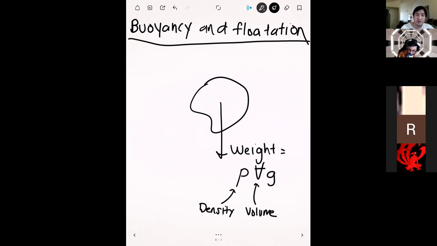So everyone is pretty familiar with weight. What buoyancy says is that if your object is suspended in a fluid, there's going to be a force that opposes the weight. Call that F_B, the buoyant force. The magnitude of this buoyant force will be simply density times the volume of the object times gravity. So it looks similar, but I'm going to add one wrinkle in here.